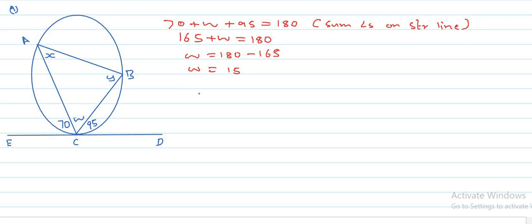The value of X, angle DCB, will be equal to the value of X, which equals 95. What is the reason? It's tan chord.